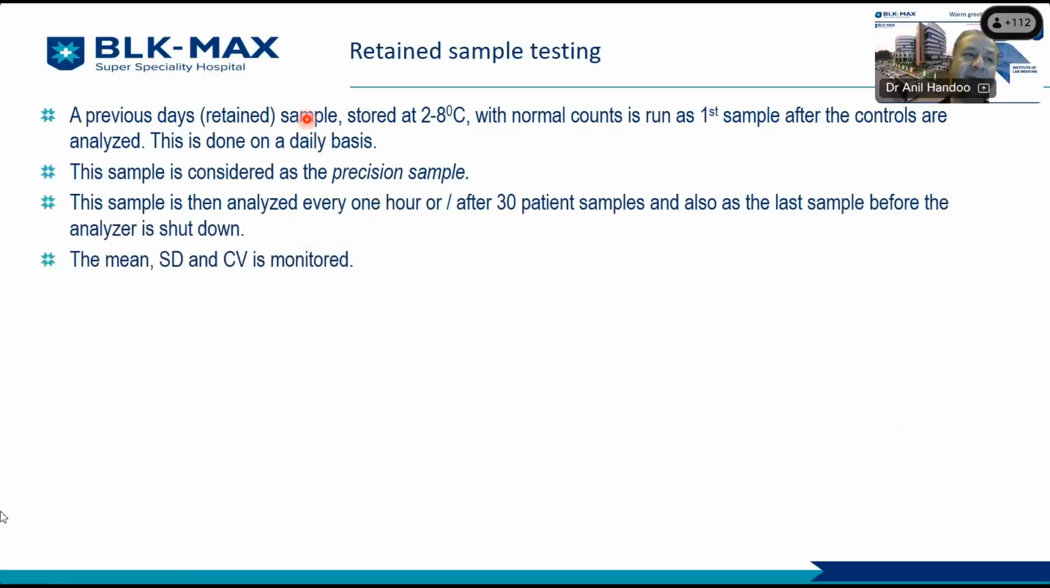Now, coming to the retained sample testing, which I showed you in one of my previous slides. Why do we do retained sample testing? It is done basically to check your storage conditions. So you take a sample which was run, say, yesterday, and you've kept it in the refrigerator. Now after 24 hours, which is the time after which you will discard the sample, you want to see whether the sample retained for 24 hours is giving you consistently similar results or not. In other words, you're actually testing your storage conditions. So that's what happens when you do retained sample testing.